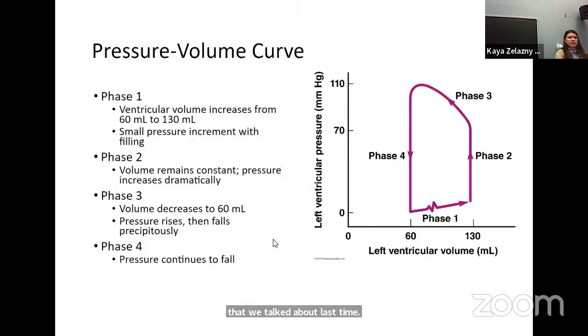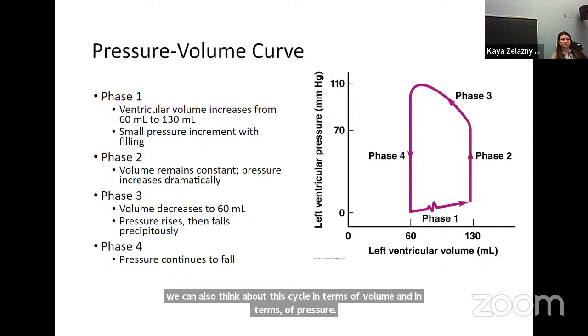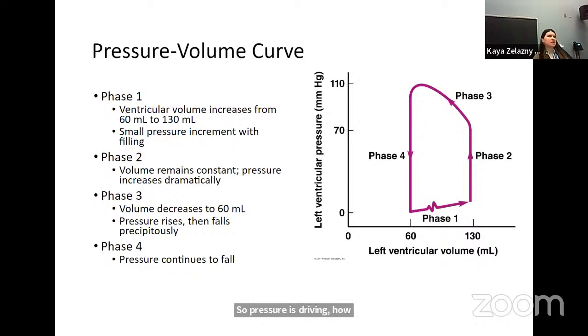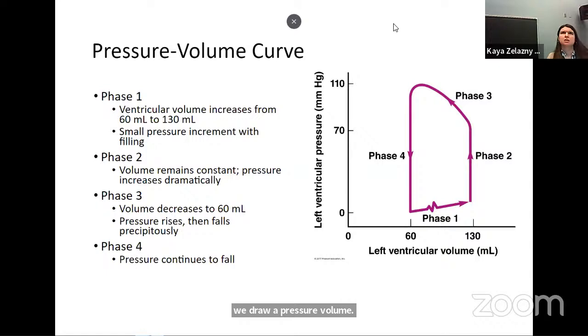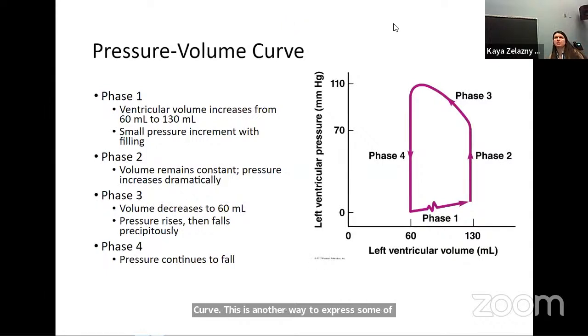So we can also think about this cycle in terms of volume and in terms of pressure. Pressure is driving how our valves open. And often when we talk about volumes in the heart, they're going to be really related to pressures that we could measure. So if we draw a pressure volume curve, this is another way to express some of the properties we might measure in the heart during a cardiac cycle.